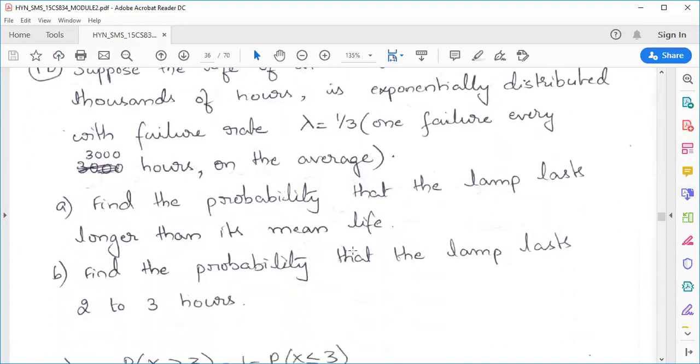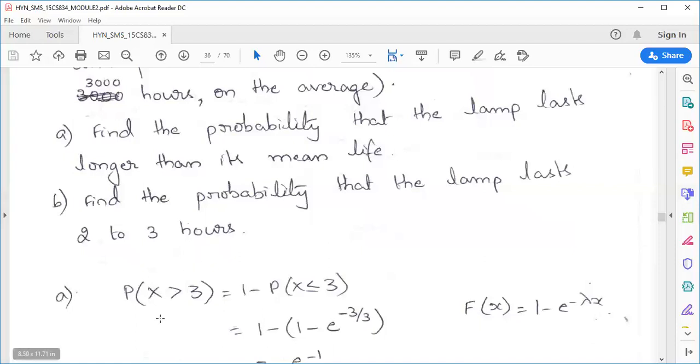So 1 divided by 1 by 3, I will get it as 3, right? So I have to find the probability that it is longer than its mean life. So I take probability of x greater than 3, right? So probability of x greater than 3 is 1 minus probability of x less than or equal to 3. How did I get this 3?